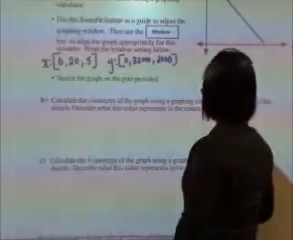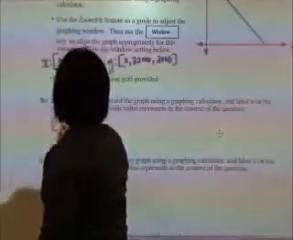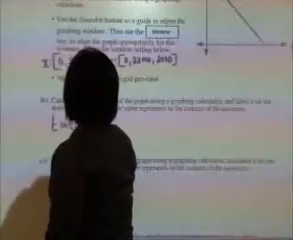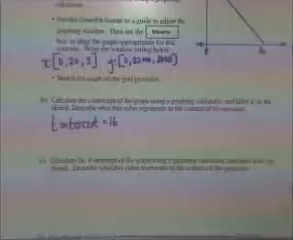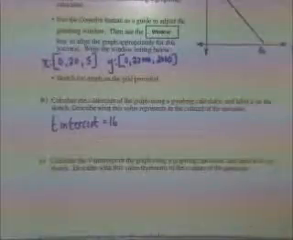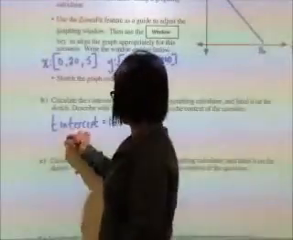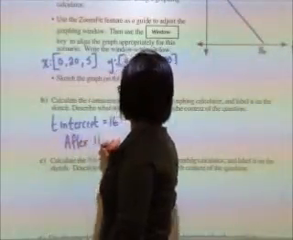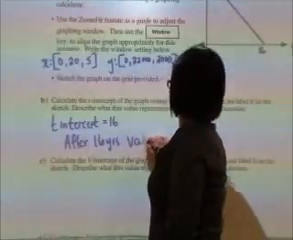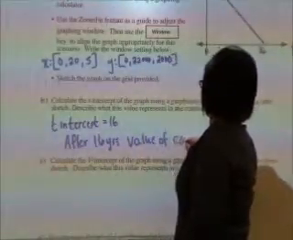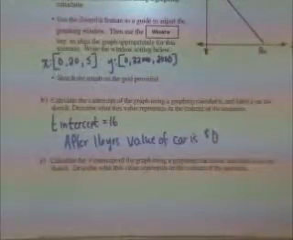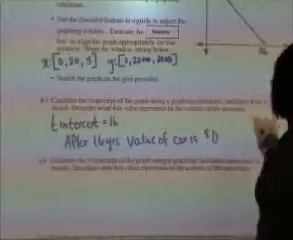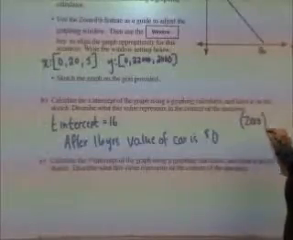So the t-intercept equals 16. What does that mean in terms of the question? After 16 years, the value of the car is 0. The v-intercept we already did. We should put in that this was the zero.